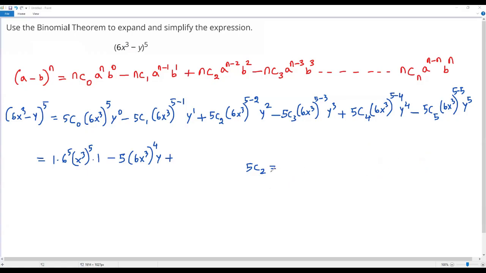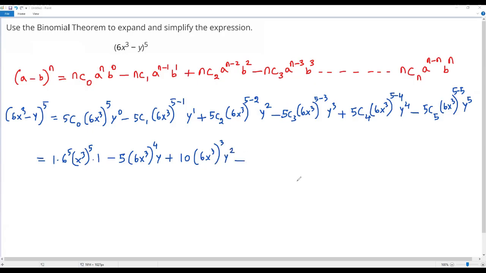Okay, now let's evaluate the value of this combination. Since the value of r is 2, this 5 has to be reduced for the next two integers, that is 5 times 4, and it has to be divided by the factorial of this number 2, that is 2 times 1. 2 goes into 2 one times and 2 goes into 4 2 times. Then we get 5 times 2 is 10. 10 is the value of this combination 5C2. Okay, now let me plug in 10 for this 5C2 over here. Then I'm getting 10 times 6x cube raised to the power of 5 minus 2, which is just 3, y to the second power, negative.